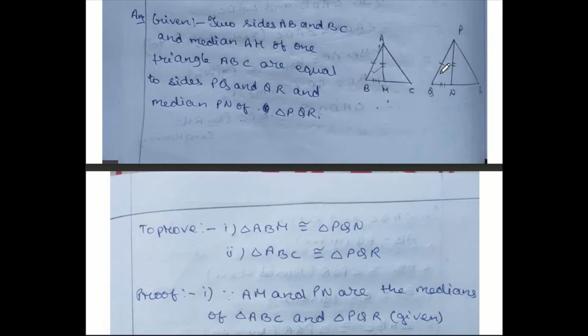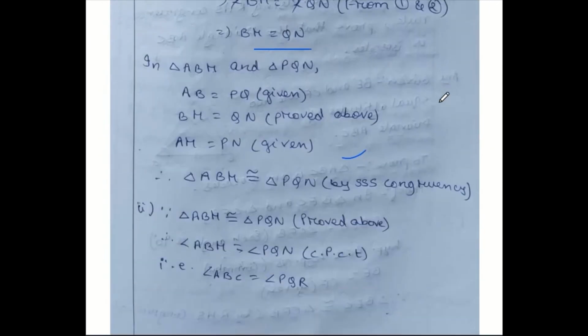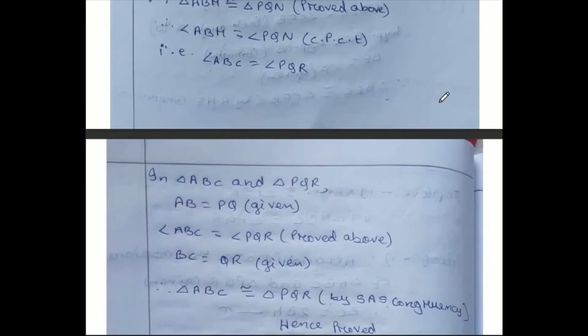Now to prove big triangles are congruent, we can use these two angles. Since both the smaller triangles are congruent, angle ABM and angle PQN both are equal by CPCT. Now ABM and ABC both are same. PQR and PQN also same. We can change the name. Then you can prove both the big triangles are also congruent. That's your question number 3.